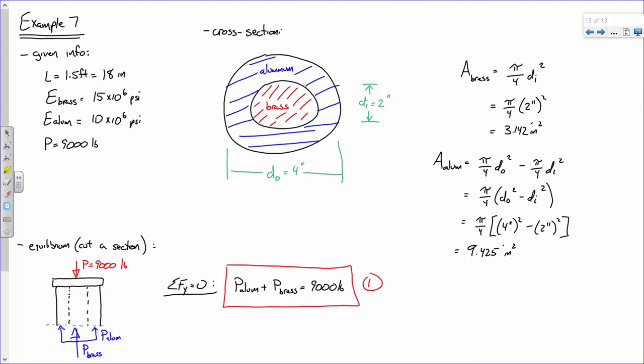Now, here's the problem with that equation. All it tells us is that when you add up the force in the aluminum and the force in the brass, they're going to add up to be 9,000 pounds. But honestly, that's all it tells you. For all I know, this is 5,000 and that's 4,000. This could be 6 and 3. It could be 45 and 45. It could be anything. Without any other information, that's it. In statics land, this is where the problem would stop because we wouldn't know anything else. But in here, we can handle this problem a little differently, and we can actually solve for a real answer. Here's how.